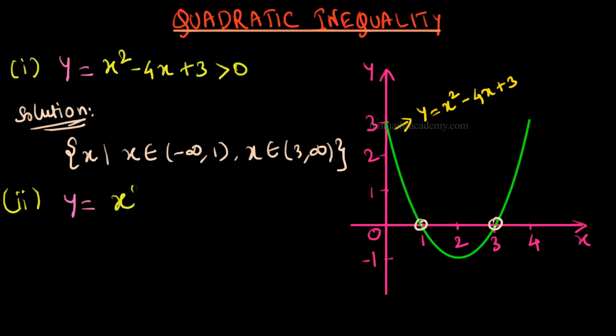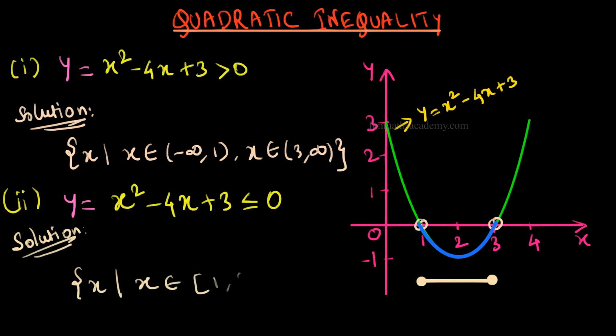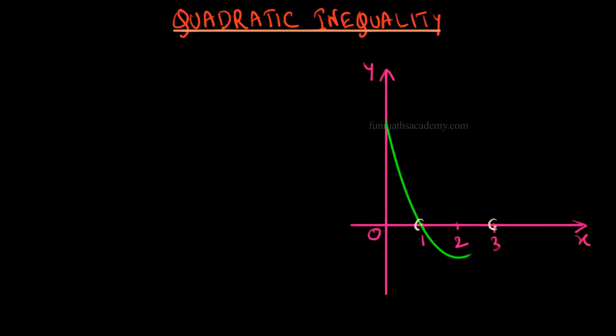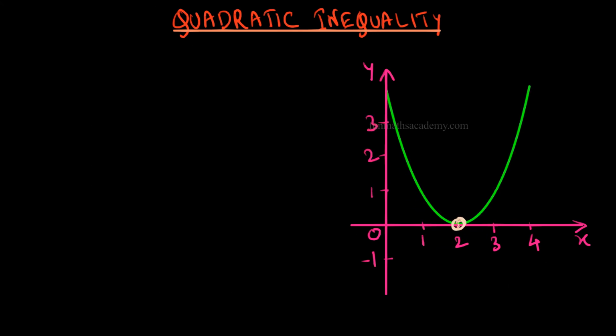Now, if the inequality had been x squared minus 4x plus 3 is less than or equal to 0, we will see how the solution changes. The range where the value of the curve is either 0 or negative will be the solution. And so we get the solution to be the set of all x such that x belongs to the closed interval 1, 3.